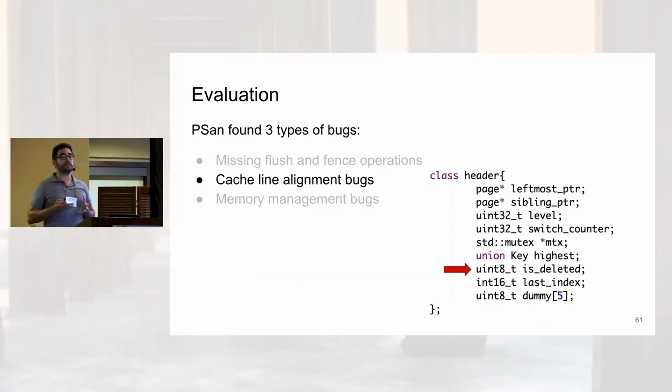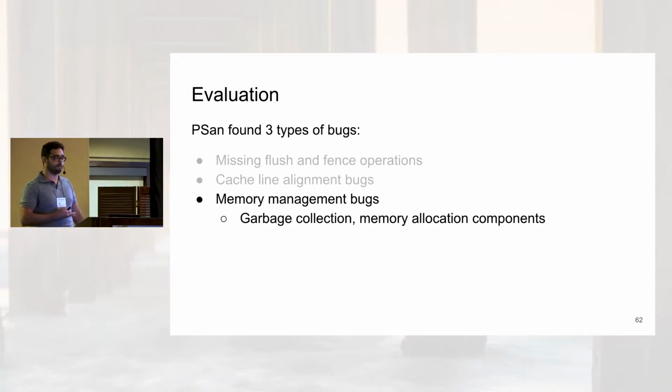The second type is cache alignment bugs. Here's the header class again from FastFair. And the problem is that the developers did not carefully consider C++ object layout semantics. Basically, they neglected the fact that a word-aligned 8-bit has another 8 bits of padding in this class. And consequently, the header class is larger than expected, and it causes bugs in the program.